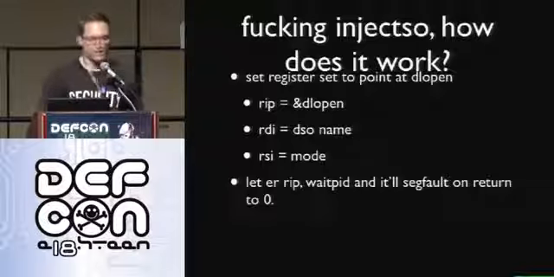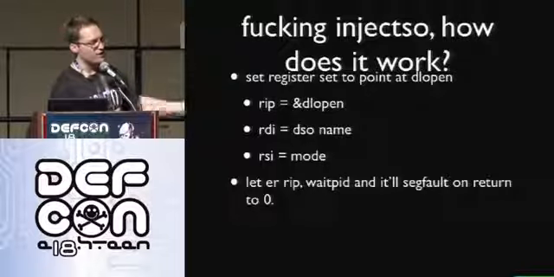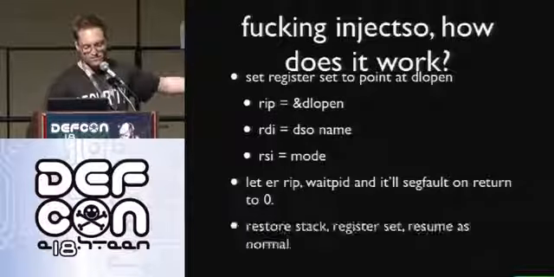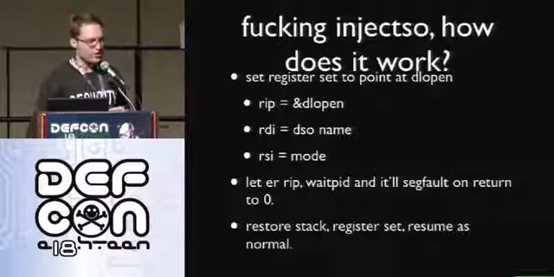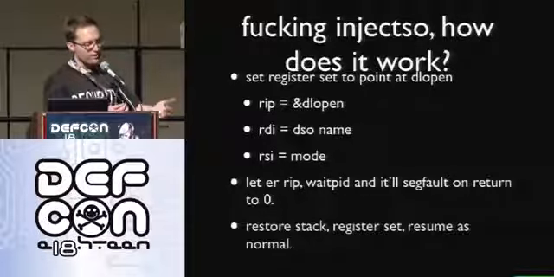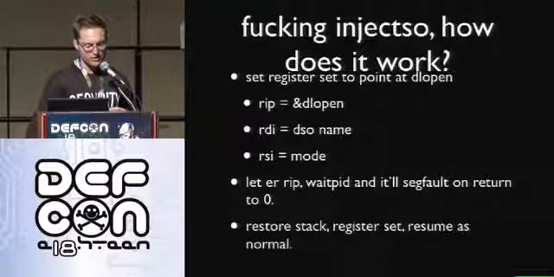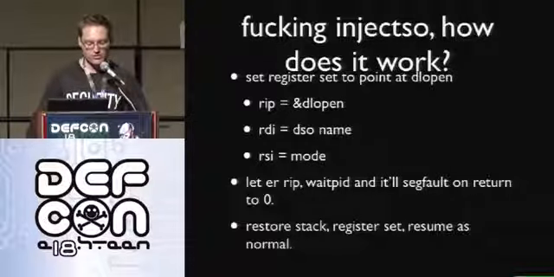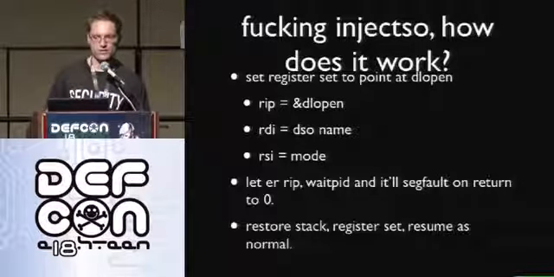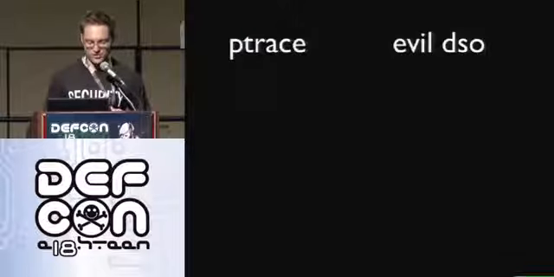Okay, so you waitpid, and then eventually it'll segfault, because once dlopen's done, it'll load in this library that you want it to load in, and then it'll segfault because the saved return address is 0. When the segfault happens, you as the tracer of the process will get a signal. So the child process will get suspended. You'll be awoken, and you'll be allowed to do stuff to it. So you just restore the stack, restore the register set, and just let the world continue on its merry way as if nothing bad happened. And this actually works, and it's pretty cool.